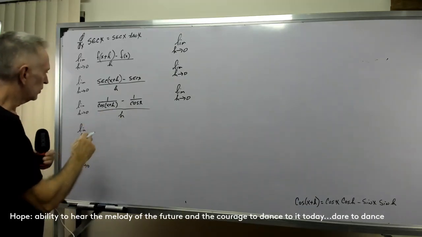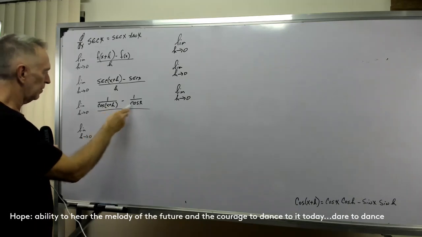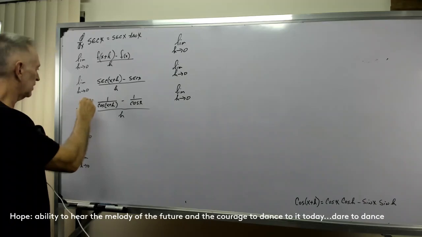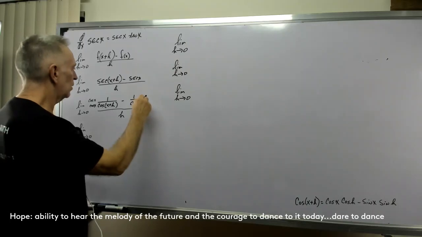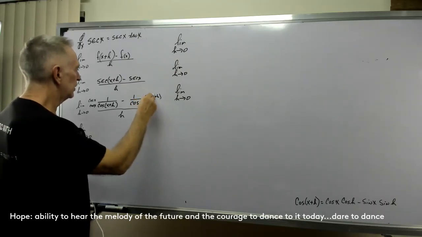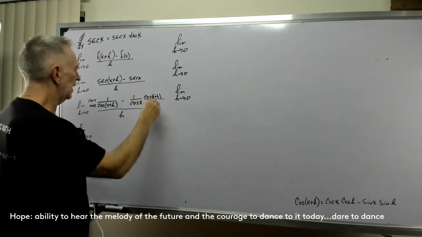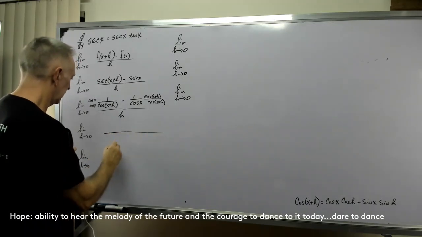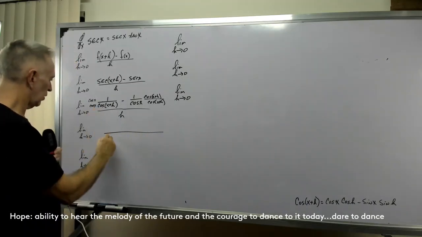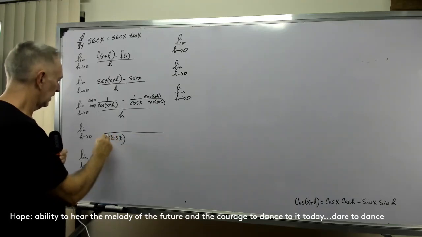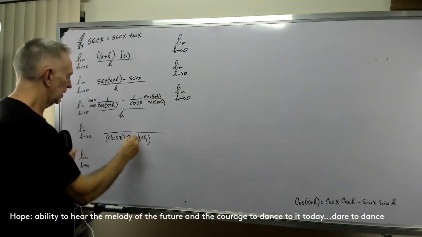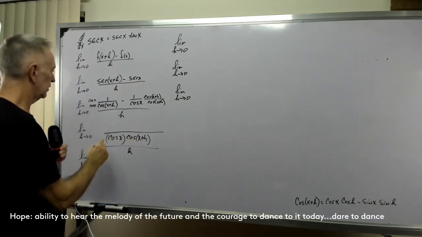Alright, so 1 over cosine x plus h minus 1 over cosine x all over h. Okay, so now let's get a common denominator here. We'll flip that h up here in a moment. So we need to multiply this side by cosine x over cosine x. We need to multiply this side by cosine x plus h over cosine x plus h. Alright, so that will give us cosine x times cosine x plus h, still all over h.